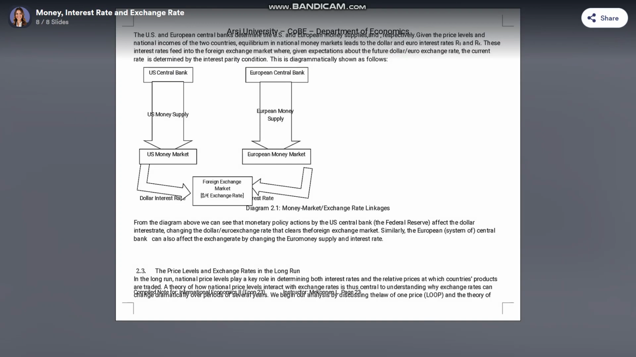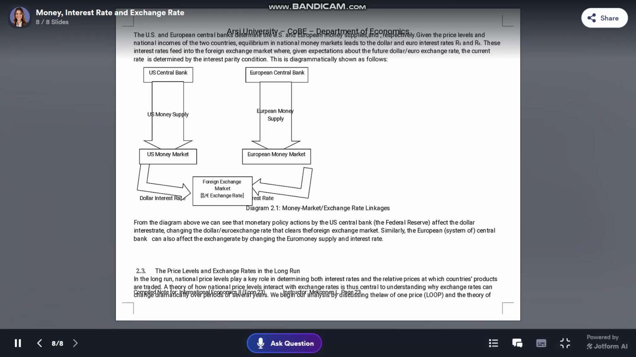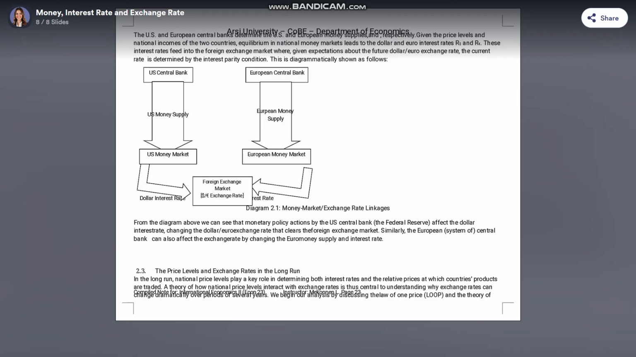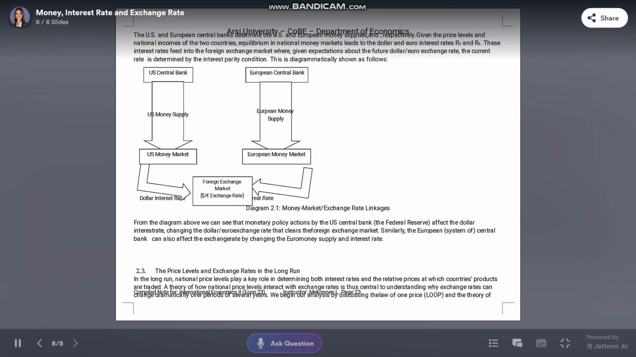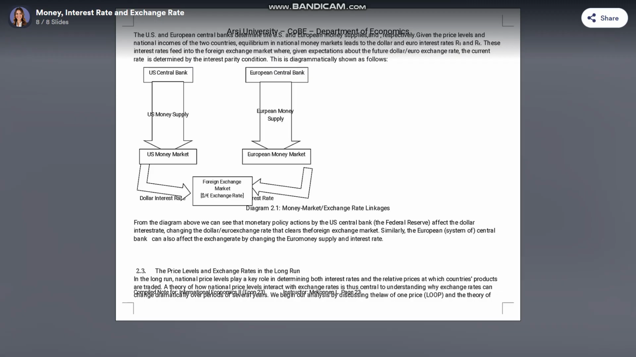Finally, let's connect money markets to exchange rates. The interest rate determined by a country's money market influences how attractive its currency is compared to others. When the U.S. central bank changes the money supply, it affects the dollar interest rate, which then impacts the dollar's exchange rate against the euro. Similarly, European central banks do the same for the euro. This relationship shows how monetary policy in one country can ripple through foreign exchange markets, affecting global trade and investment. Understanding this link is key to grasping international economics.